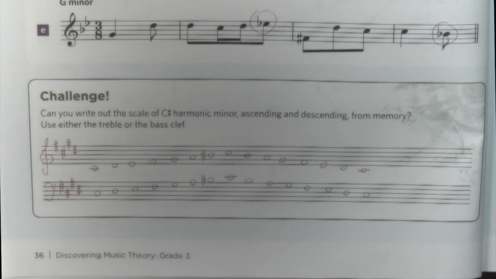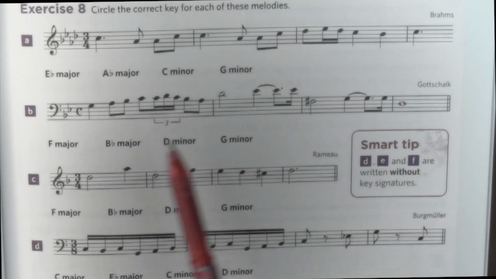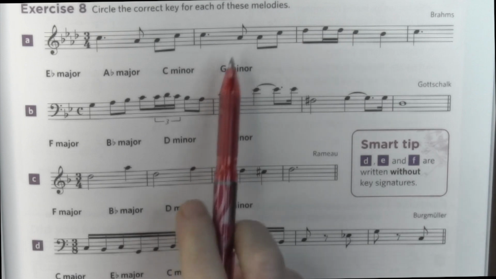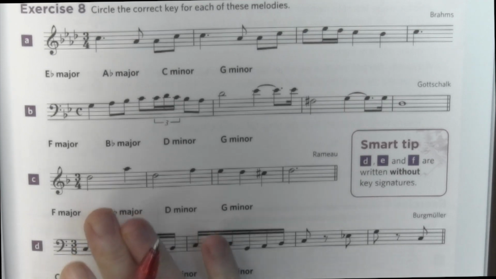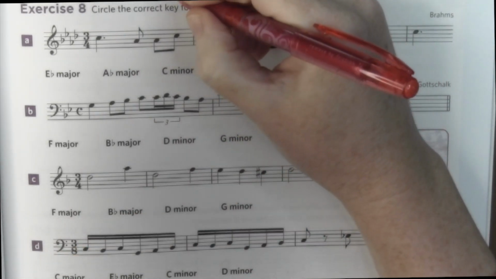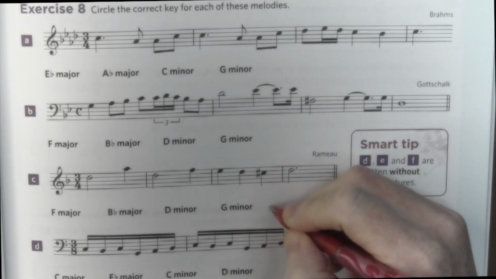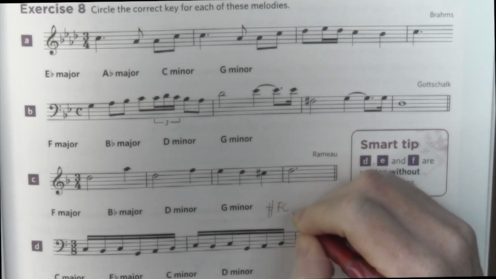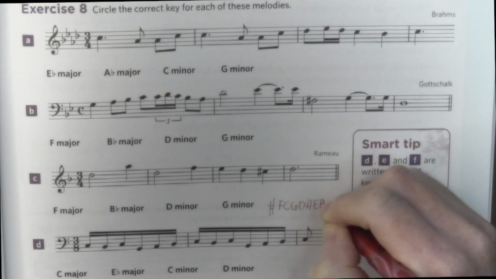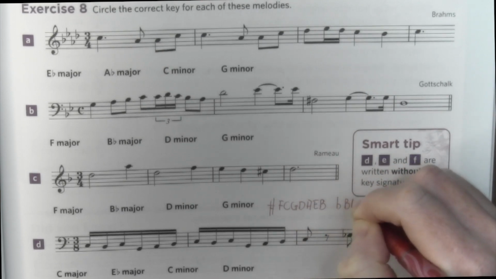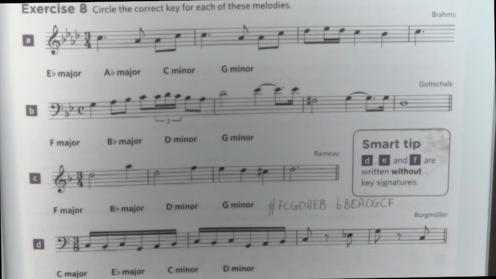Exercise 8, the last of this long chapter. In this exercise 8, we need to circle the correct key of the melodies. Okay, this is very important because you will have something like that in the exam, so let's do it properly. Again, as usual, the order of sharps and flats, I'm going to write it here so I don't have to repeat it twice. Fa, Do, Sol, Re, La, Mi, Si, and Si, Mi, La, Re, Sol, Do, Fa.